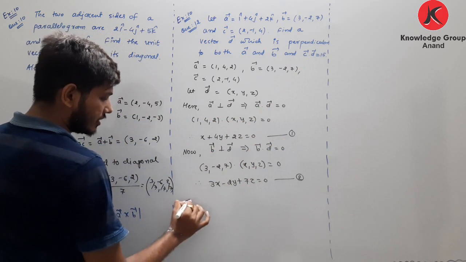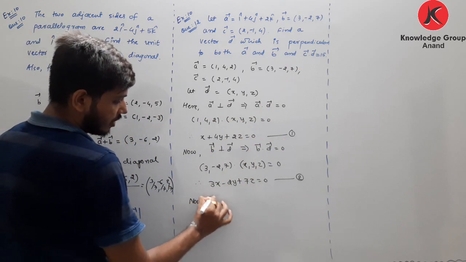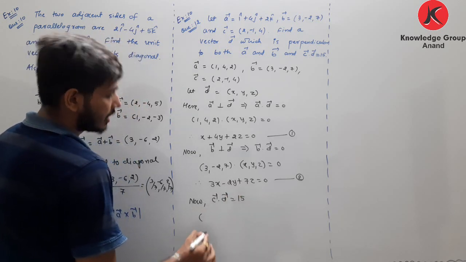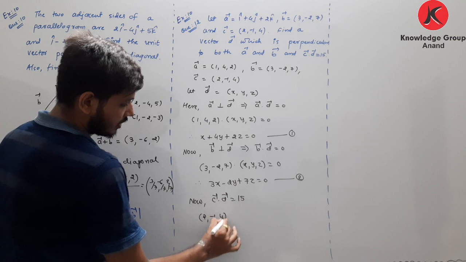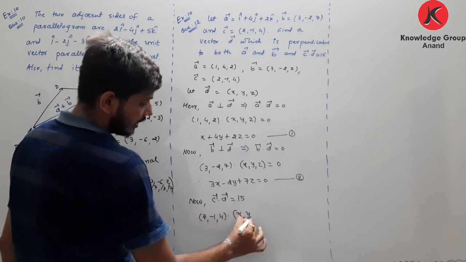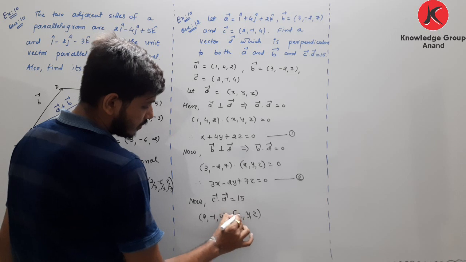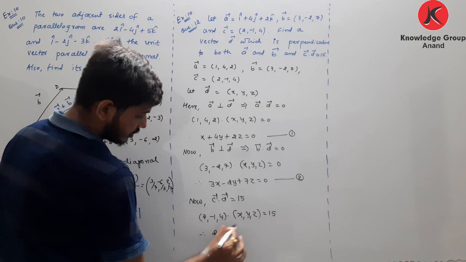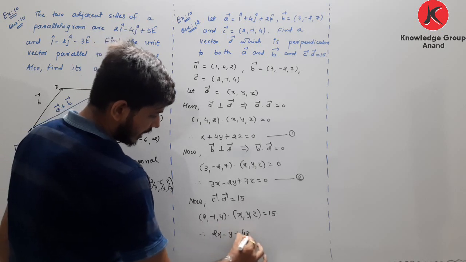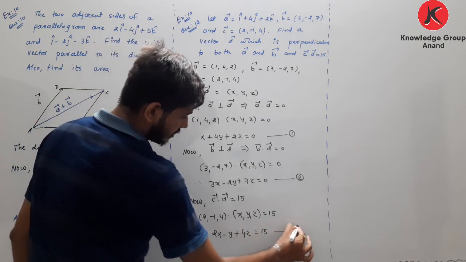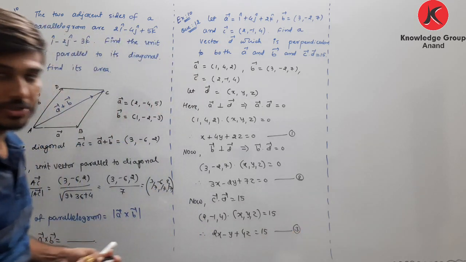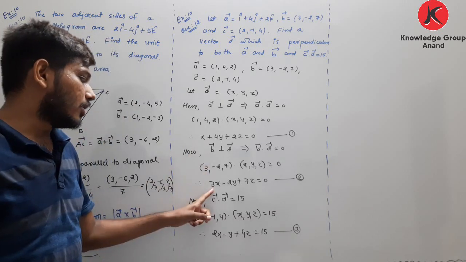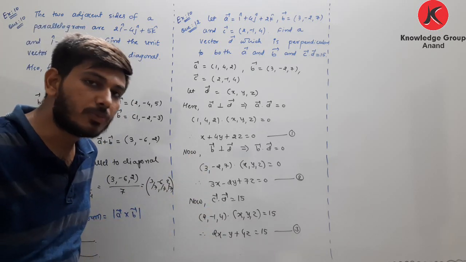The given condition is c bar dot d bar equals 15. C bar is (2, -1, 4) dot d bar (x, y, z), which equals 15. Now simplify this: 2x - y + 4z = 15. This is the third equation. Now you know very well how we can solve this type of linear equation by use of matrix.